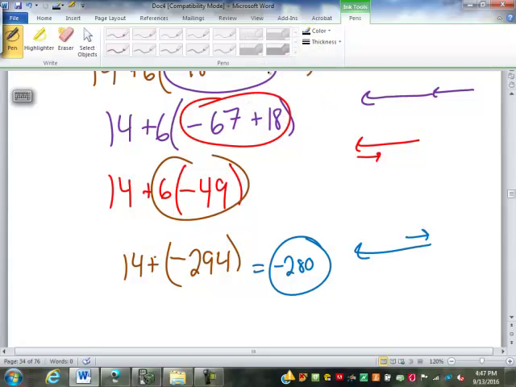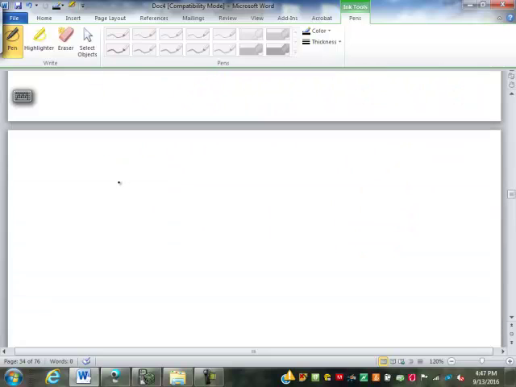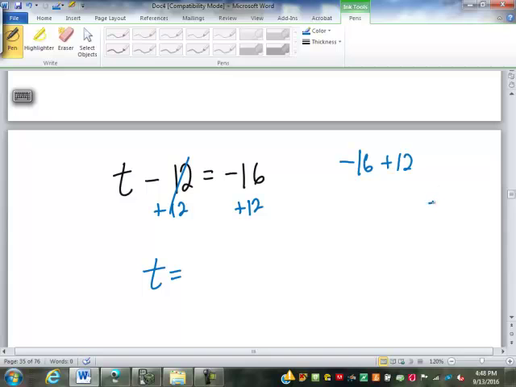Okay, enough of those. What if I have something like t minus 12 equals negative 16? How would I solve that equation? Add 12. Very good. So that's gone. T equals, here I have negative 16 plus 12. It gives me what? Negative 4. Very good.